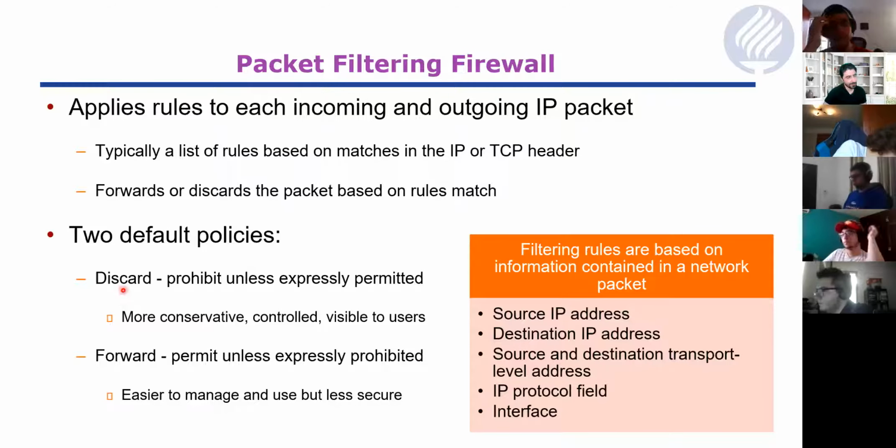Basically, in the discard policy, you discard all the packets by default, unless the packet is specifically permitted to pass through. In the forward policy, you forward all the packets unless it's explicitly forbidden. This is the thing that we talked about a few times so far in different examples, okay? Of course, this one is more conservative, controlled, and it's visible to users.